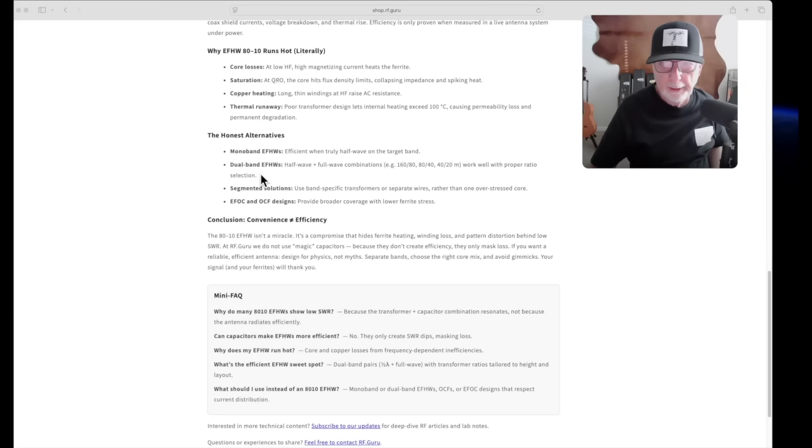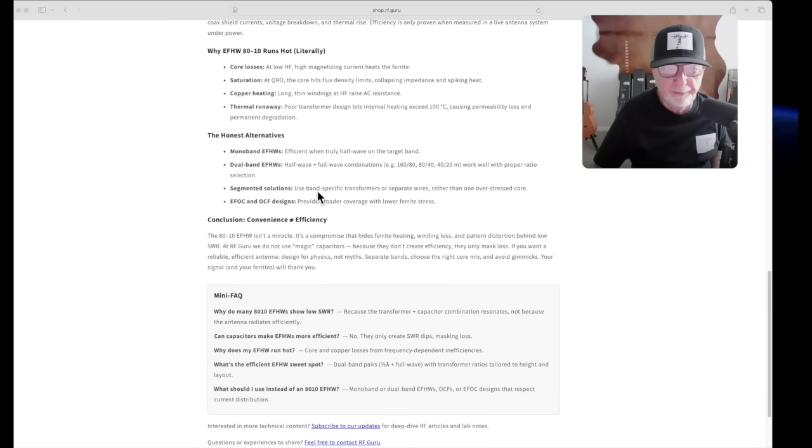Okay, so now, you know, you might be saying, okay, smarty pants, what's a good alternative? Okay, here we go. Monoband end-fed half-waves. Efficient when truly half-wave on the target band. Dual-band end-fed half-waves. Half-wave plus full-wave combinations. For example, 160 and 80, 80 and 40, 40 and 20. They work well with proper ratio selection.